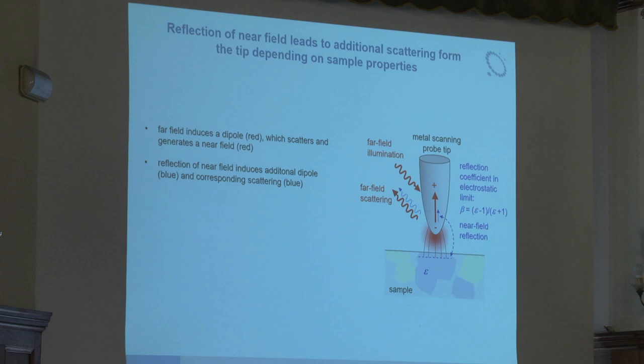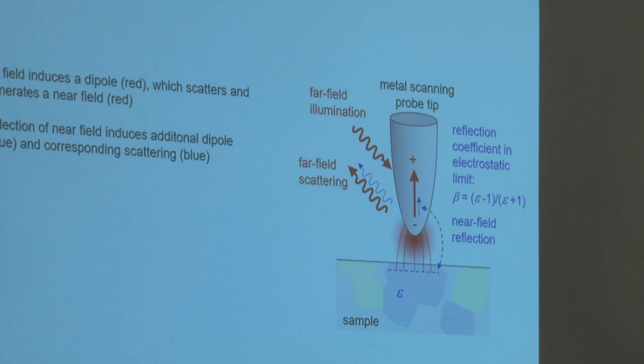And in the electrostatic limit, this reflection coefficient that we typically call beta has a very simple form here. It's epsilon minus 1 divided by epsilon plus 1. And epsilon is the dielectric function of the sample surface here, which is a complex number.